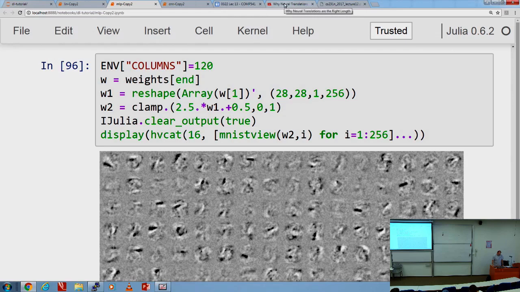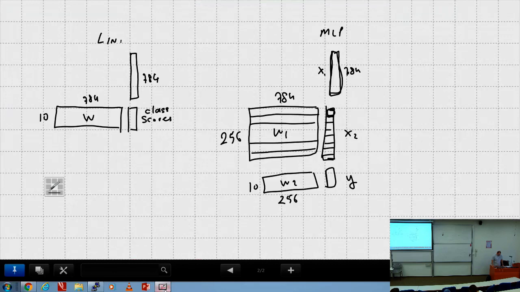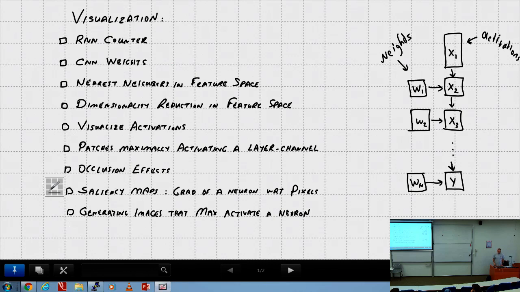What else can we do? Here's a little menu of things that people have tried. This has been an ongoing field of study, how to do neurosurgery and look into the brains of these things and try to understand why they're doing what they're doing. Briefly, we're going to see the RNN counter idea, looking into the weights of the CNN.